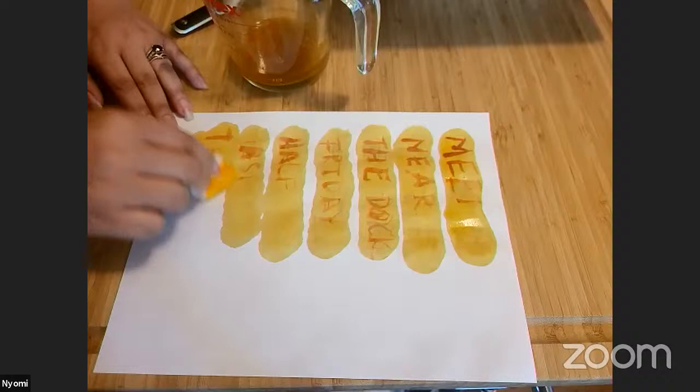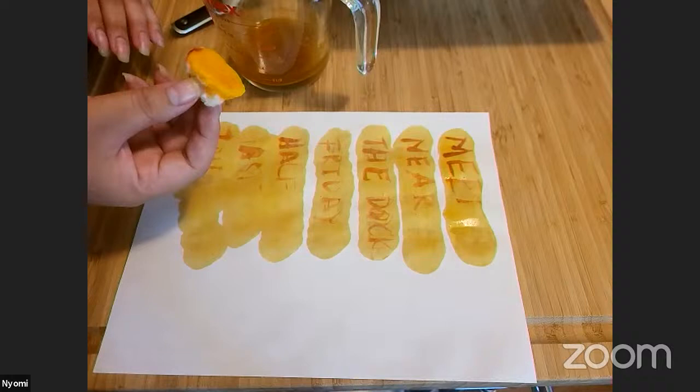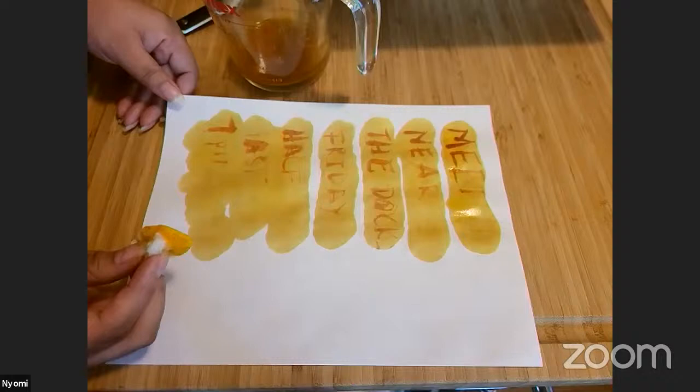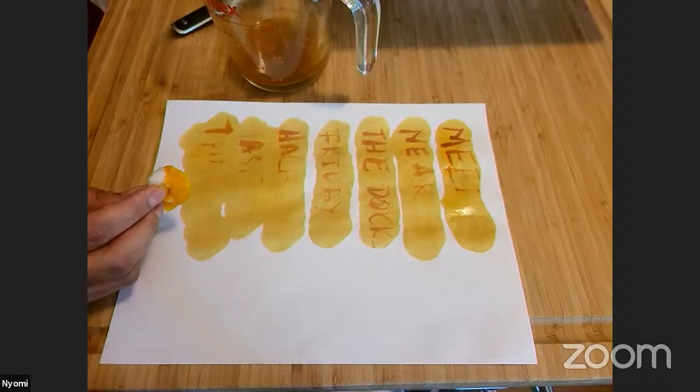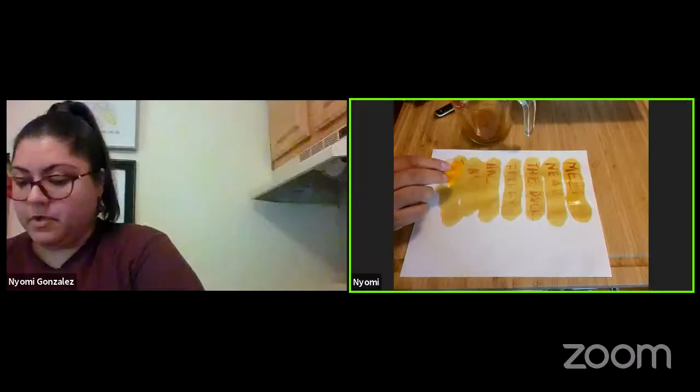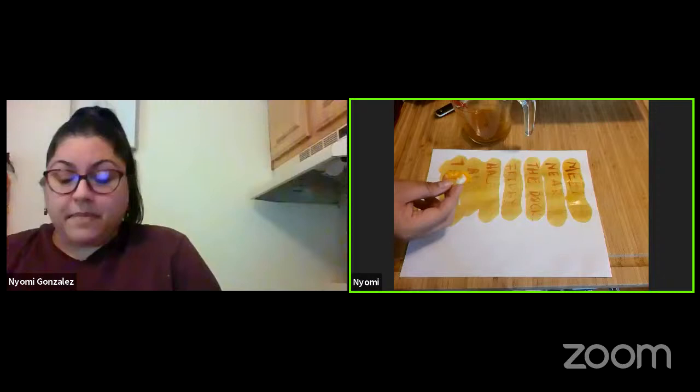Whoa. Wow, look at that. That is awesome. So what does our secret message say? Our secret message says, meet near the dock, Friday, 7:30. I don't know what's going on near the dock, but better make sure we're there on time, or we're going to miss out on whatever information this person wants to give us.